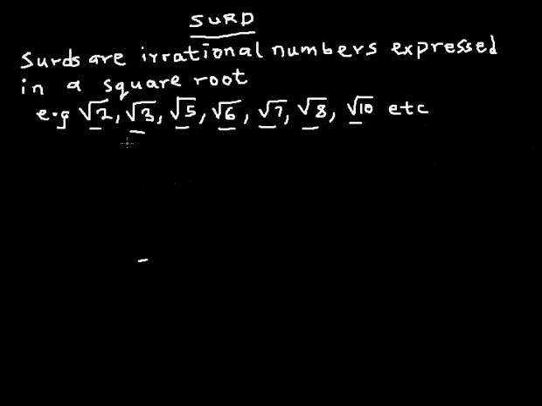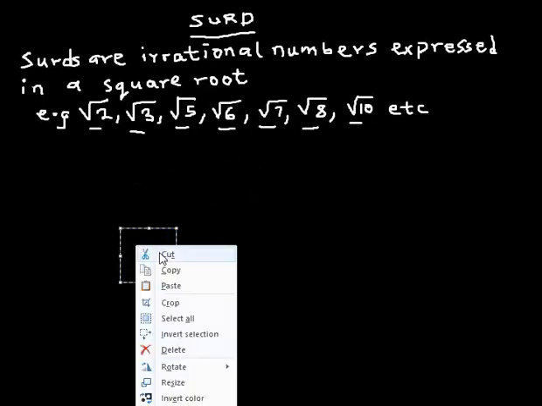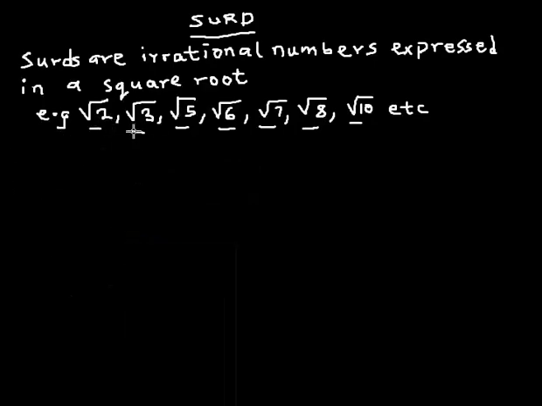Now, let me tell you what makes this number irrational. Every irrational number cannot be expressed as a ratio or a fraction because the value of an irrational number is almost like a recurring decimal. That's what you get as the value of an irrational number. Okay, let me tell you why all these are called surds.